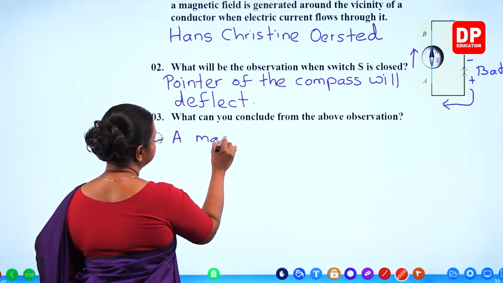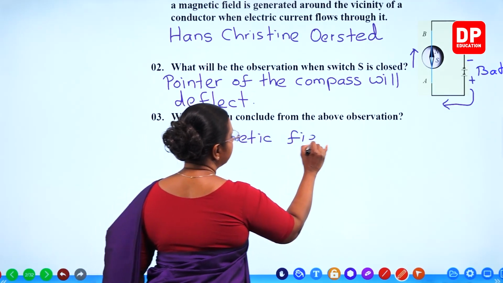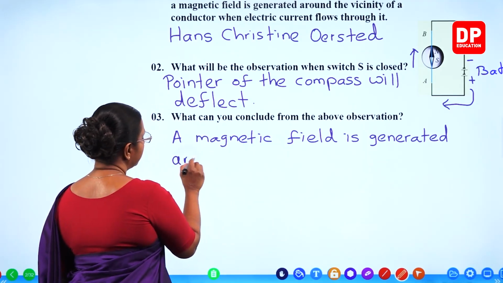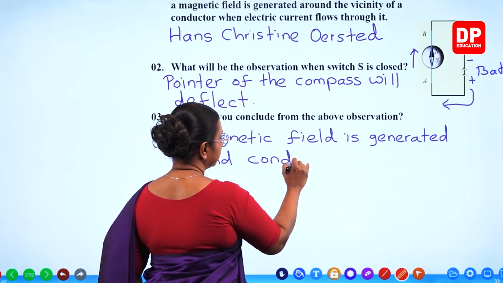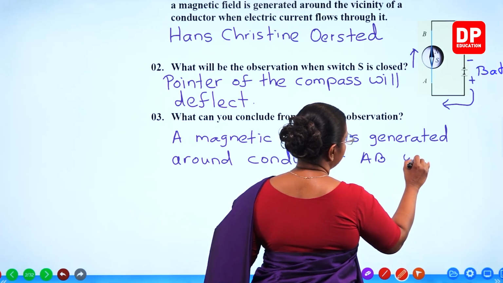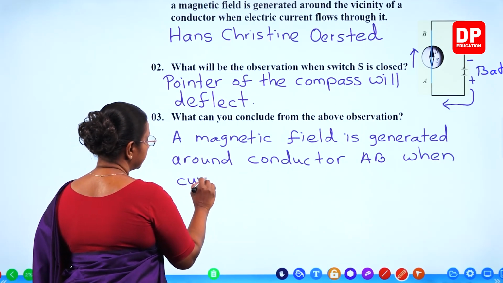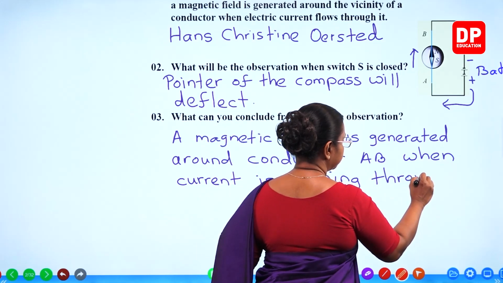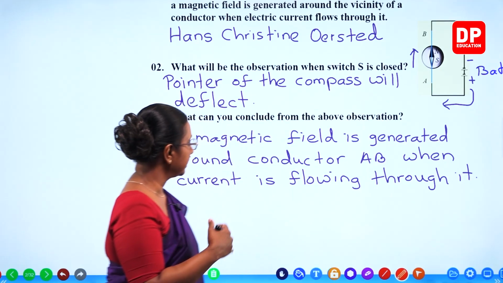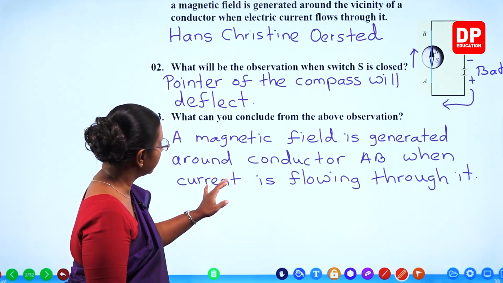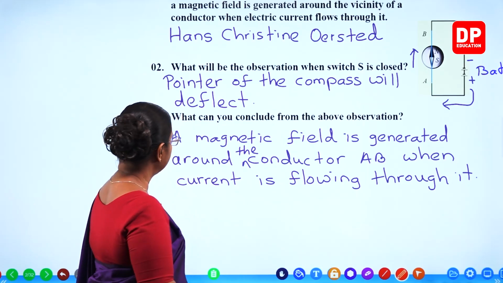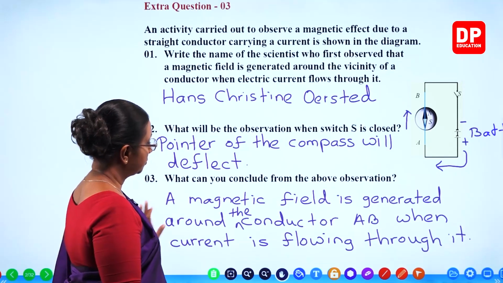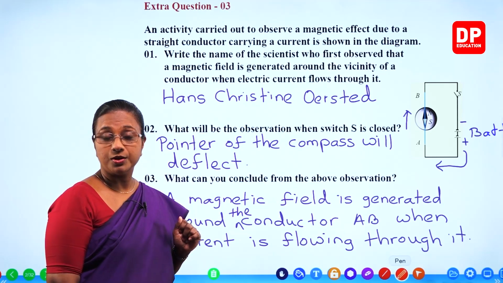A magnetic field is generated around conductor AB when current is flowing through it. Or you can say when there is a current flow. So a magnetic field is generated around the conductor AB when current is flowing through it. So that is the conclusion. Is that clear, students? So these are the answers. With that, I will move on to the next slide.